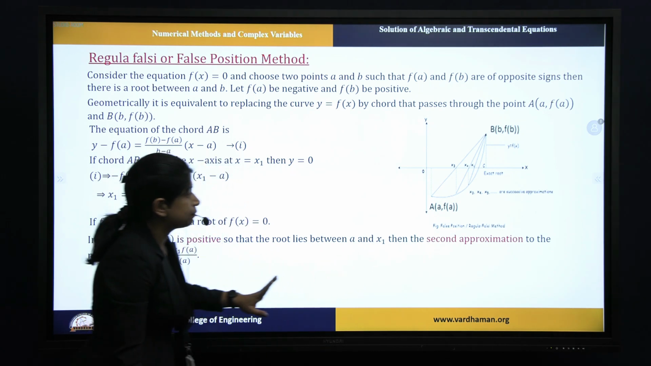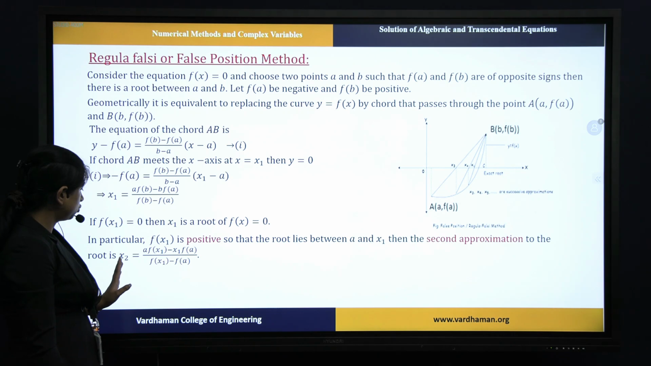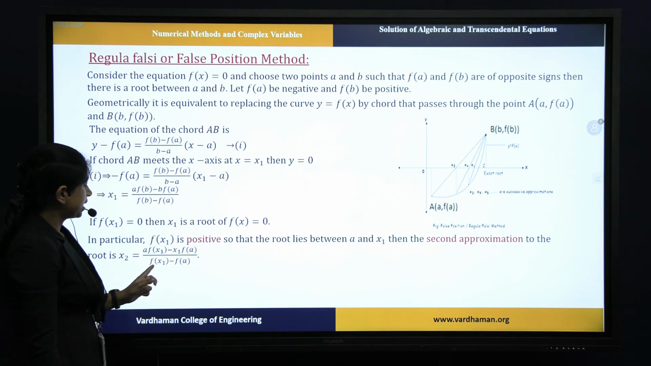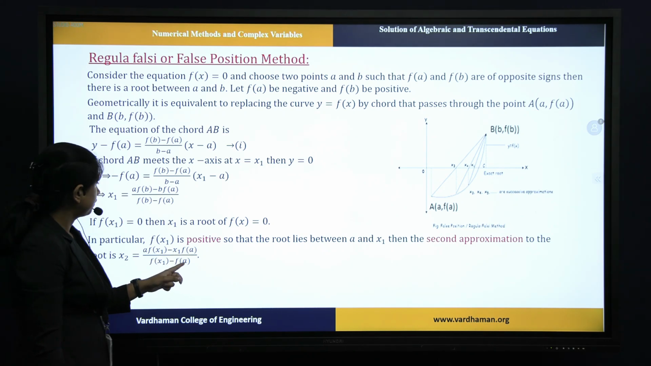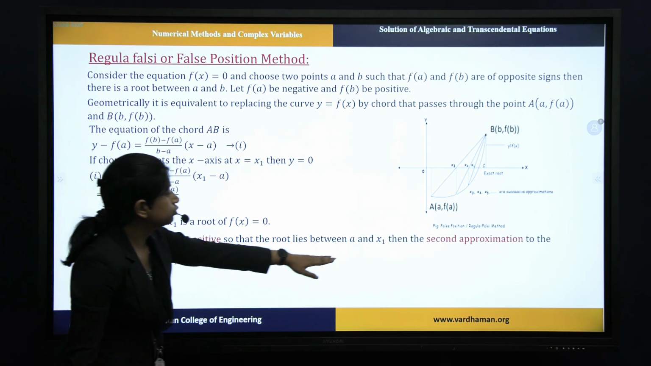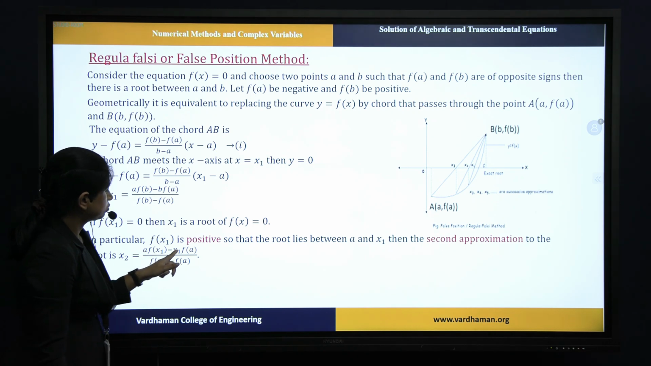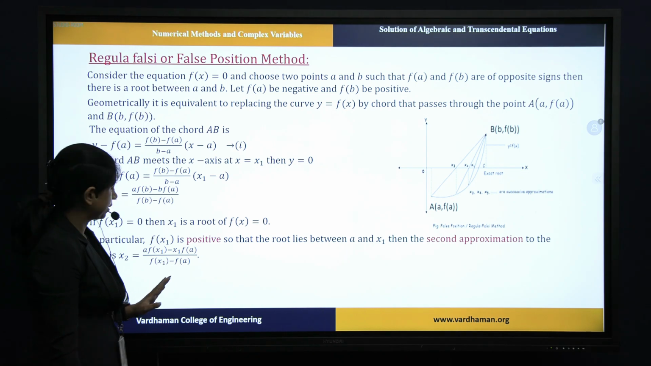Then what will be the second approximation? The second approximation will be denoted by x2, and it will be a f of x1 minus x1 f of a by f of x1 minus f of a. In place of b we need to put x1, because the root lies between a and x1, right? So this is a f of x1 minus x1 f of a by f of x1 minus f of a.